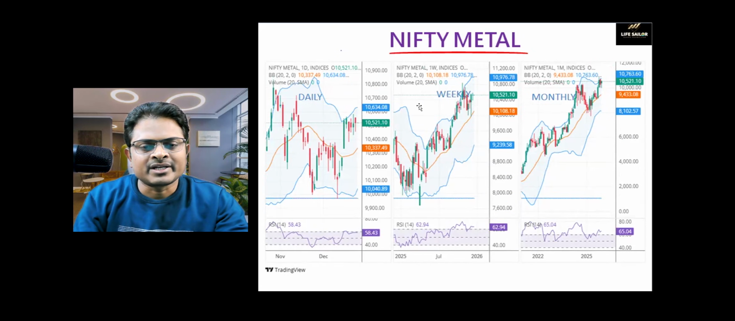Nifty Metal weekly and monthly RSI above 60, daily RSI is near 60. Here also we can see a 5 bar divergence happening at the 60 level. On daily there is a divergence, but weekly and monthly RSI are above 60. So the metal sector was already performing well, and presently if it is again crossing RSI 60 on the upside, then again it will go in a bullish trend.